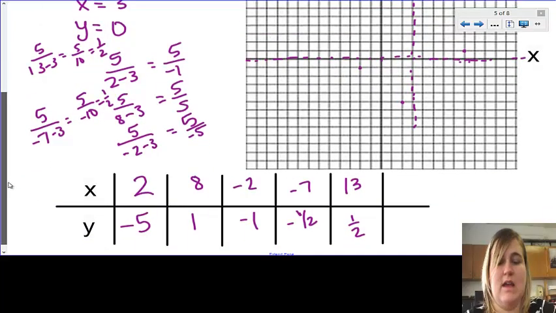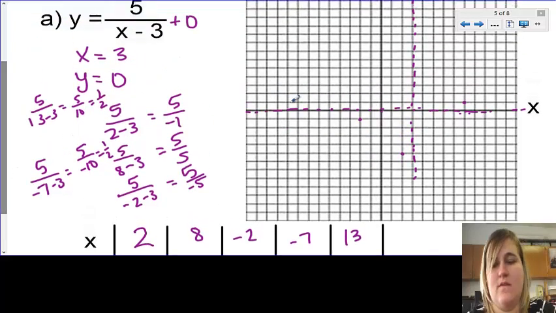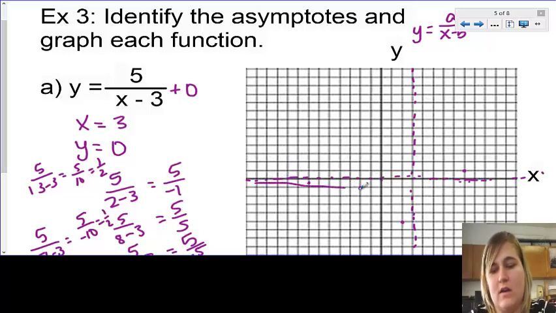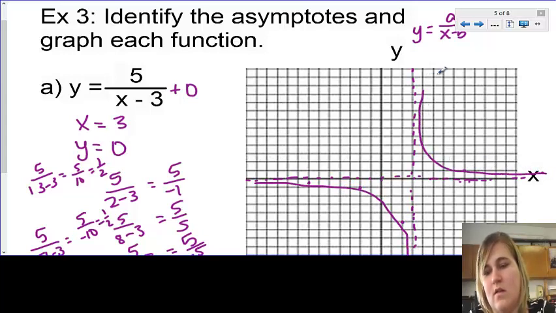Okay, the next one's at negative 7, negative 1/2. So I go negative 7, 3, 4, 5, 6, 7, negative 1/2. It's about there. If I go to 13, I get 1/2. So if I went over to 13, it would be about here. Okay, so I have what a graph that looks like. Pretend that I'm actually hitting those points. Looks like this. Okay.